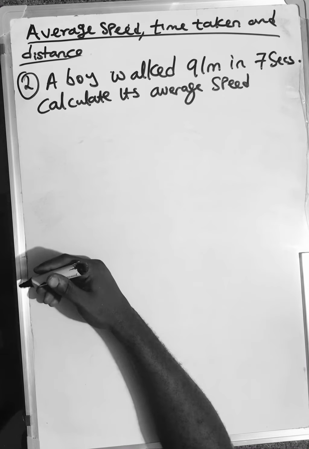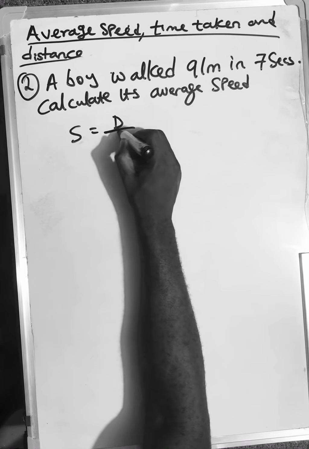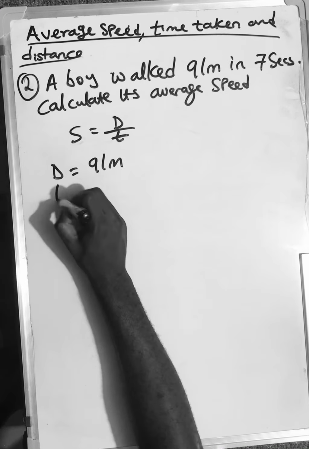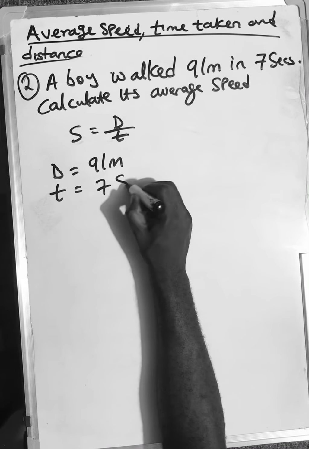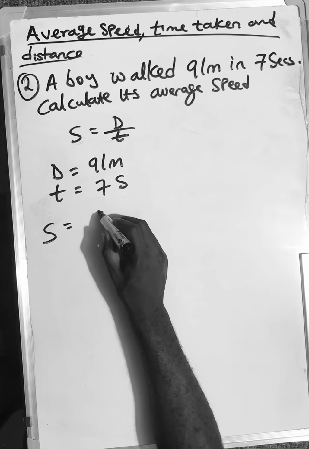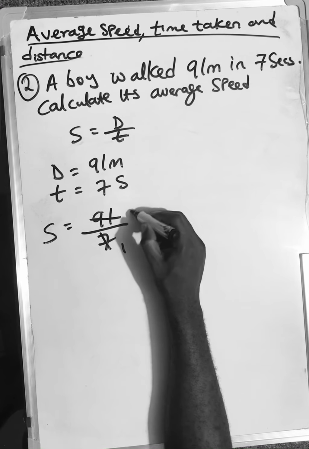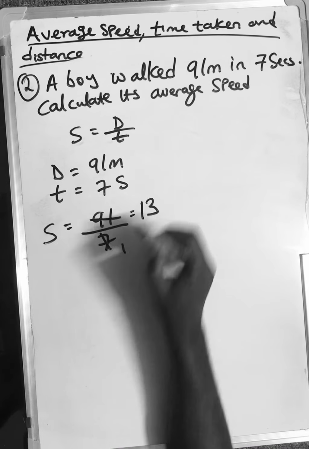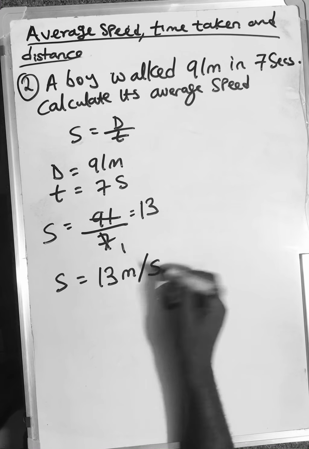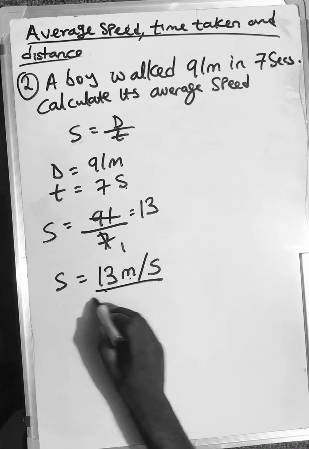So we are looking for average speed again. Speed is distance over time taken, and the distance here is 91 meters. The time taken here is 7 seconds. So we solve. The average speed is 91 over 7. When 7 divides 91, it gives 13. So the average speed is 13 meters per second, because of these meters and seconds. That's why I'm using meters per second.